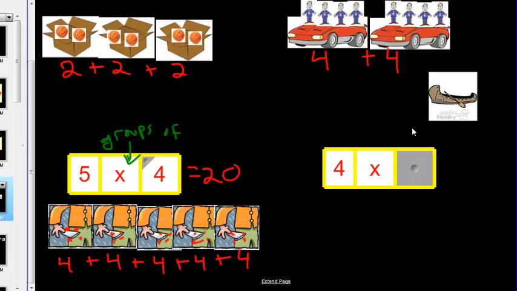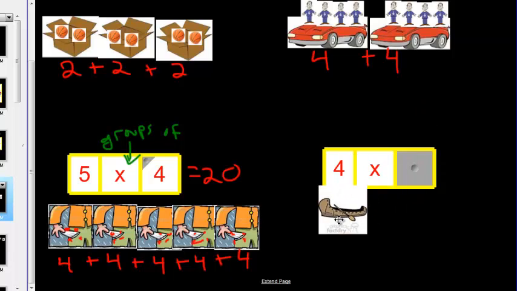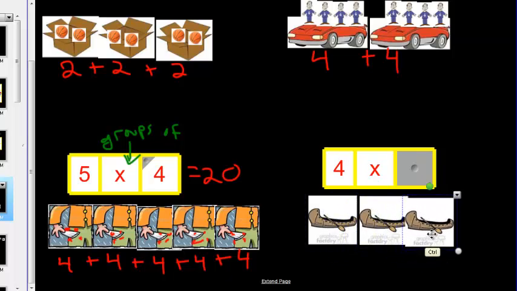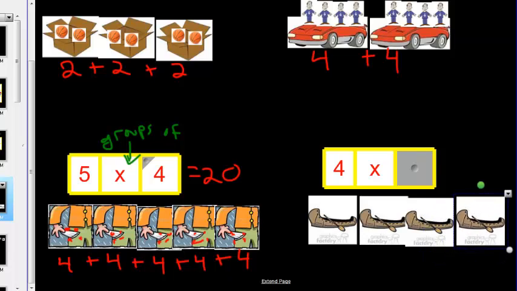We have 4 groups. So now we have the canoe. Let's use, how many canoes? Well, 4. I need 4 groups. So I need 1 canoe here, a second one, a third one, and a 4th one. And look at that. I forgot to write groups of in front or on top of this one. I'm going to go groups of. So I need 4 groups of. I need 4 canoes. And what can I put in the canoe?